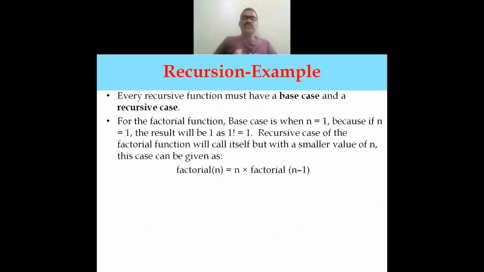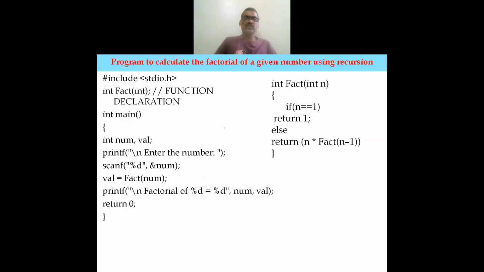So every recursive function must have a base condition and a recursive case. These are the two steps every recursive function will have. For example, if you take a factorial function, the base case is when n is equal to 1, because 1 factorial is equal to 1. The recursive case for the factorial will call itself but with a smaller value. So factorial of n is equal to n into factorial of n minus 1. This is what we call the recursive step or recursive case. The base case is that 1 factorial is equal to 1. Got the point? Every recursive function must have a base case as well as a recursive case.